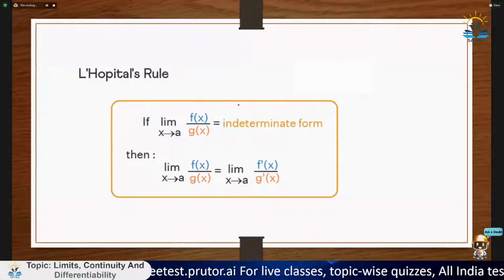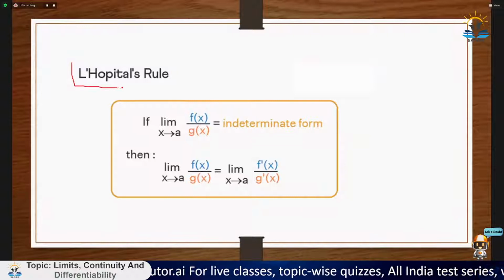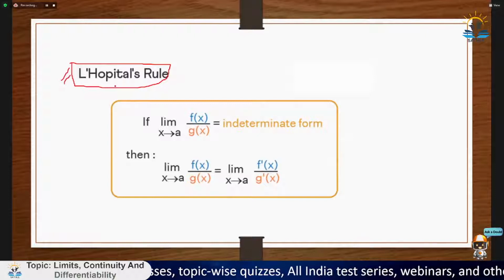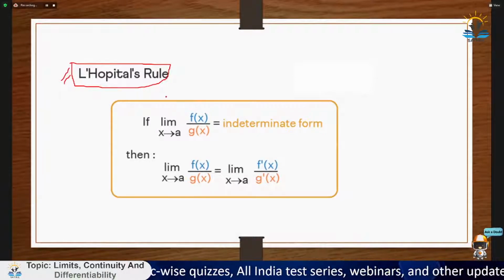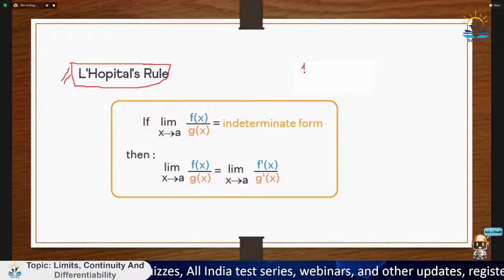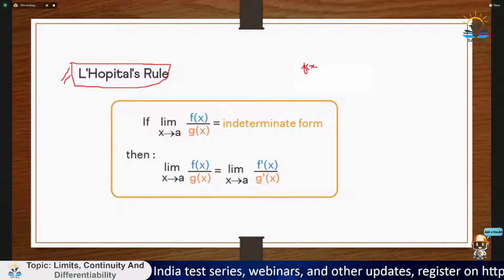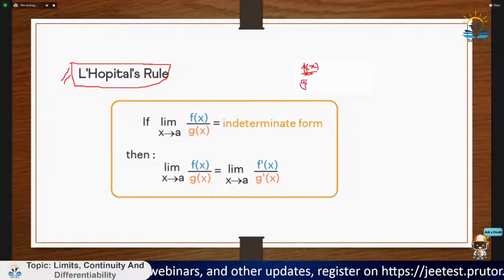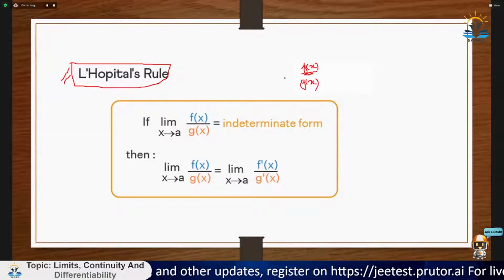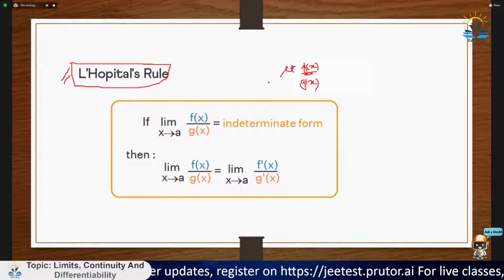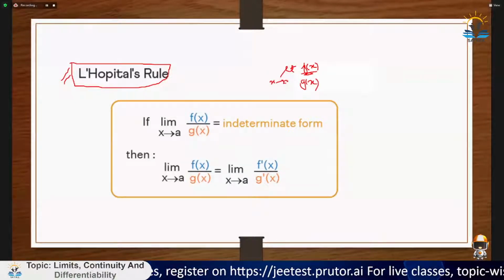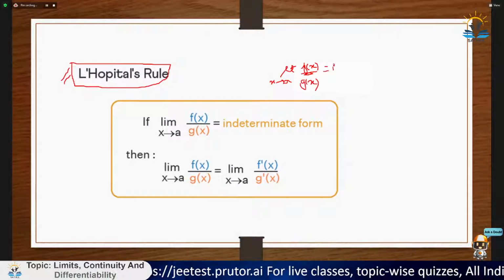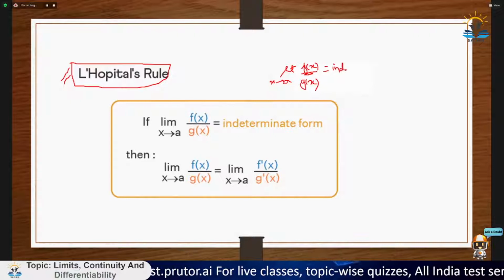Okay, so moving on to one of the most important rules in the chapter limits. If you don't know this rule, then many of your questions you can't solve, because this is a very important one. This rule says that if you have a question in which you have been given f(x) upon g(x), and the limit of x is tending to some point, you can take any point. If this thing is an indeterminate form, which means not defined, I will tell you some indeterminate forms in coming slides.